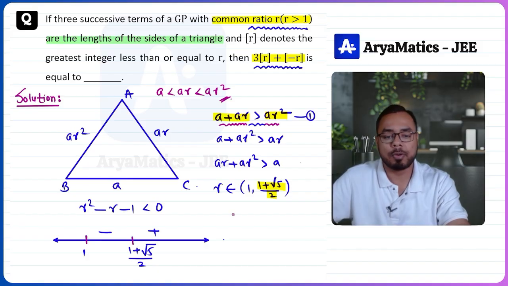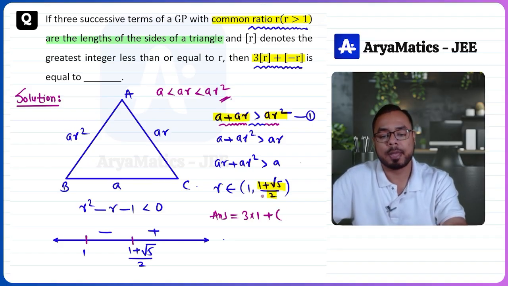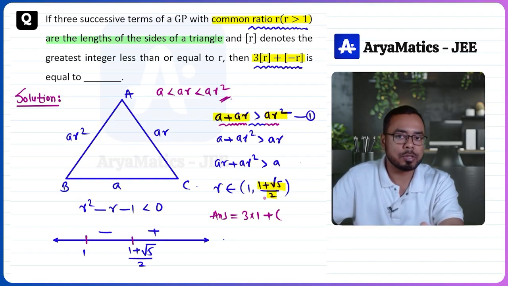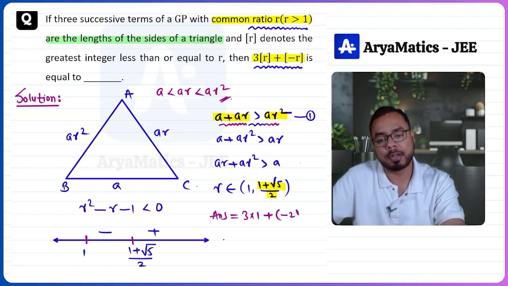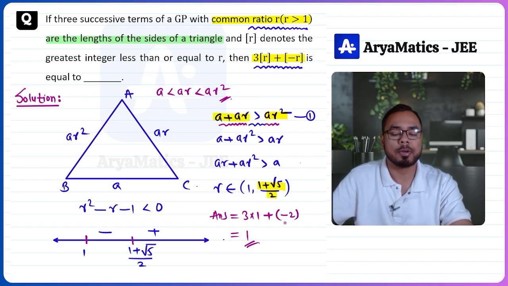So now if we talk about the greatest integer of R, R is between 1 and 2, more than 1 and less than 2. So the greatest integer of R will be 1, and then the greatest integer of minus R. Now minus R will be between minus 2 and minus 1, so the greatest integer of that will be minus 2. So 3 minus 2, that will be plus 1. And that is the correct answer for this problem.